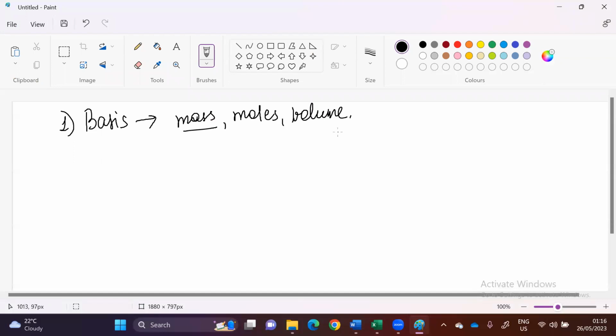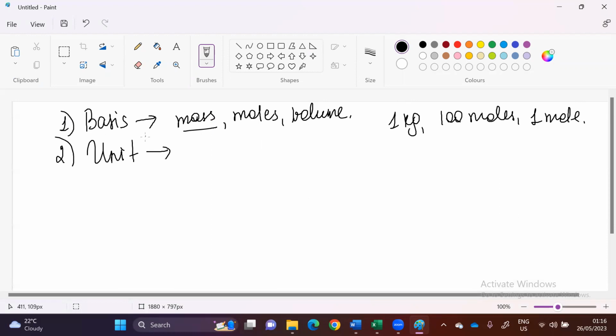In the first step, while you are choosing the basis, it's also very important to think about how much mass or moles you can choose. For example, it can be 1 kilogram, it can be 100 moles, it can be just 1 mole, etc. So that depends on you. And the second step is the unit. After selection of the basis, you'll go deep into selection of the unit.